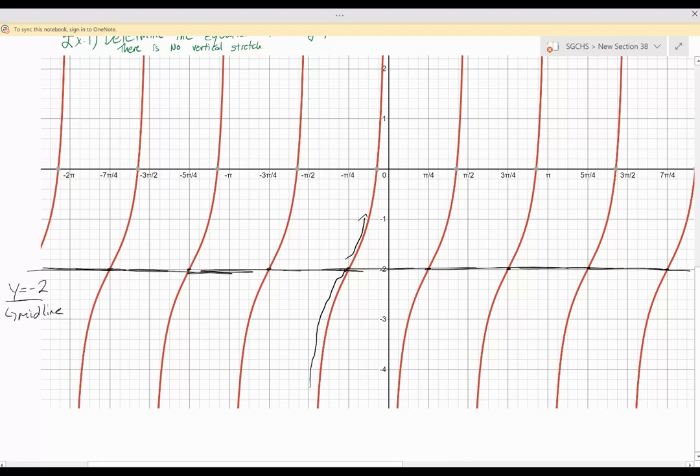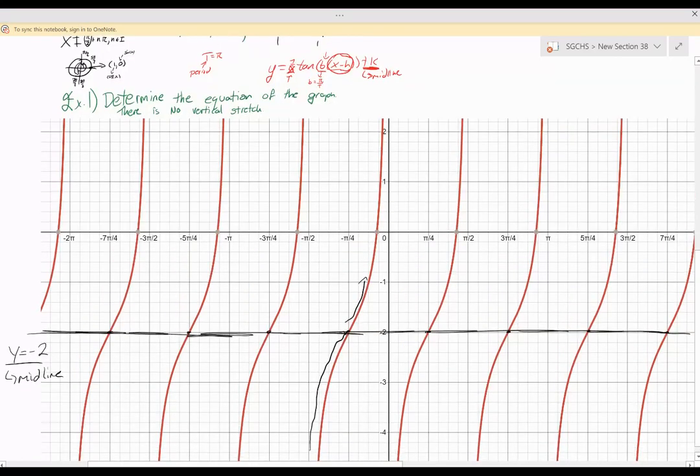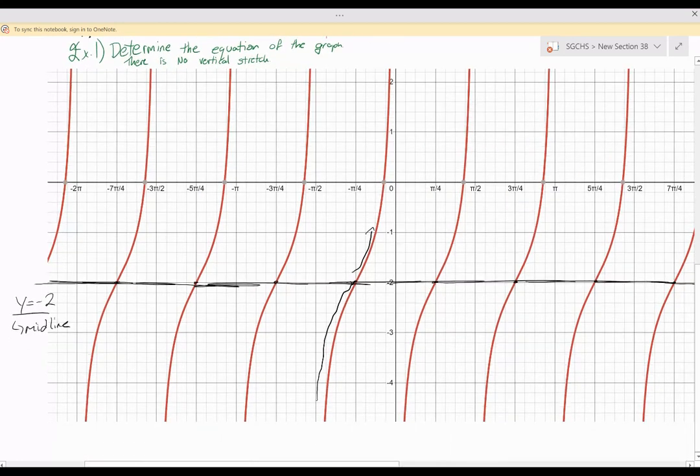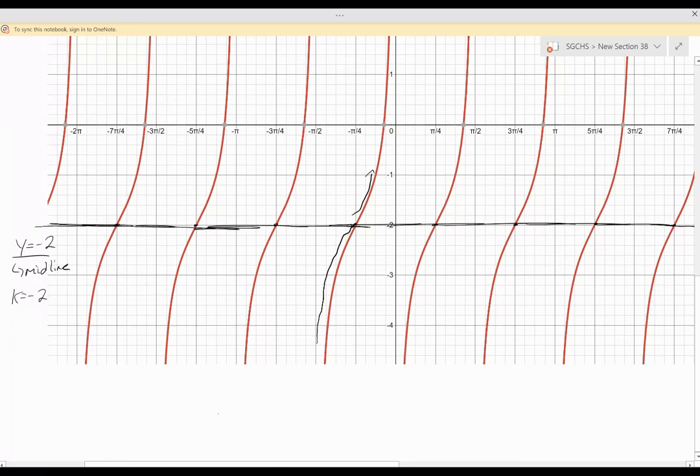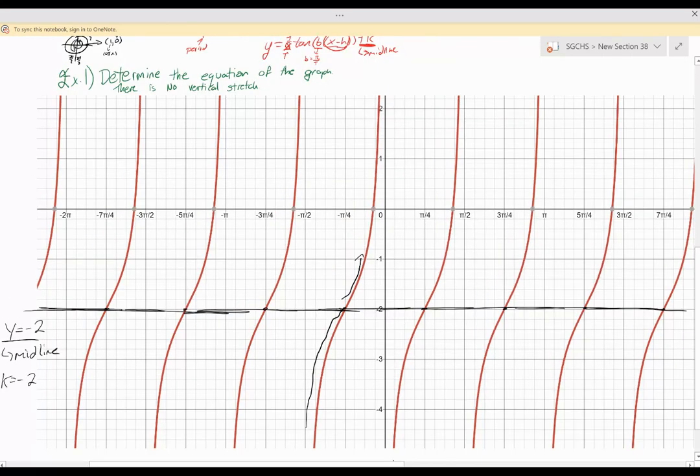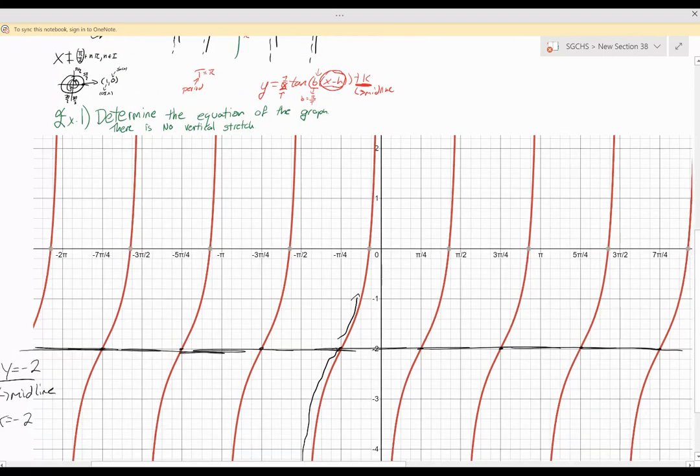line. So our midline, we've already found that our vertical translation was -2 units down. We move that midline 2 units down. So k equals -2. So if we start writing this equation, we can already write that we went 2 units down.